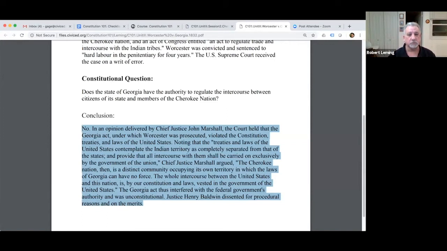Now, when did Indians, Native Americans, indigenous peoples become citizens of the United States? And why? Well, whether they liked it or not, 1924 with the Snyder Act, all right?